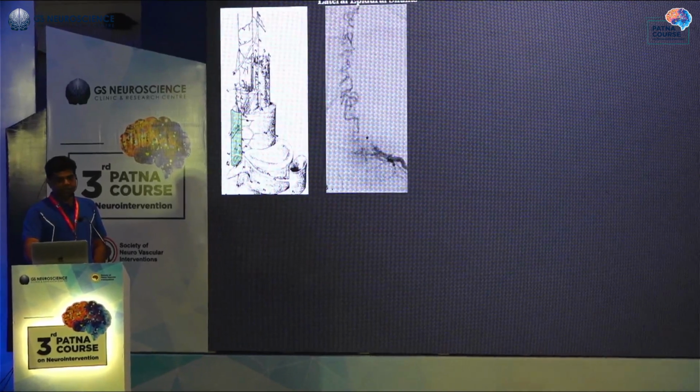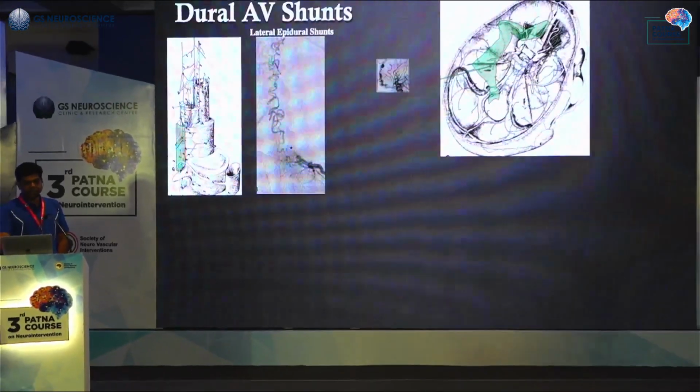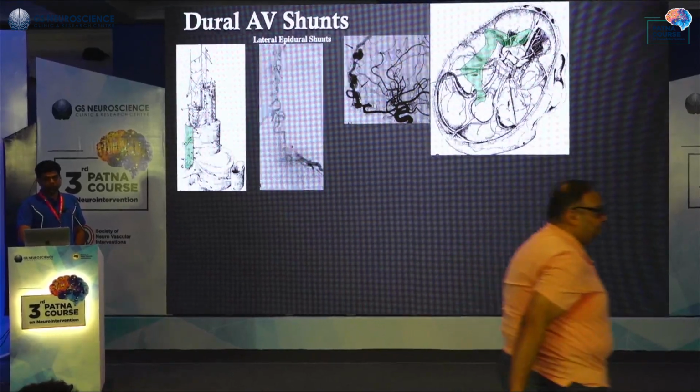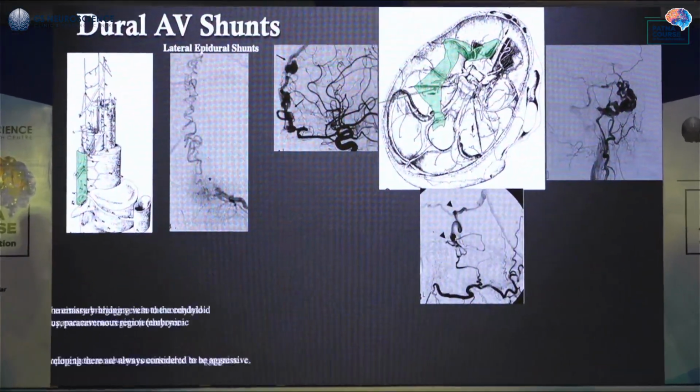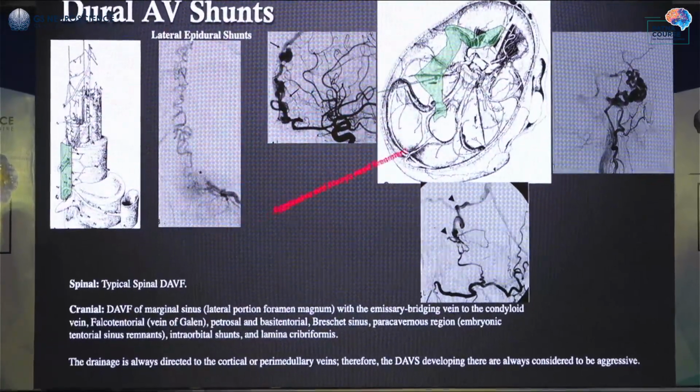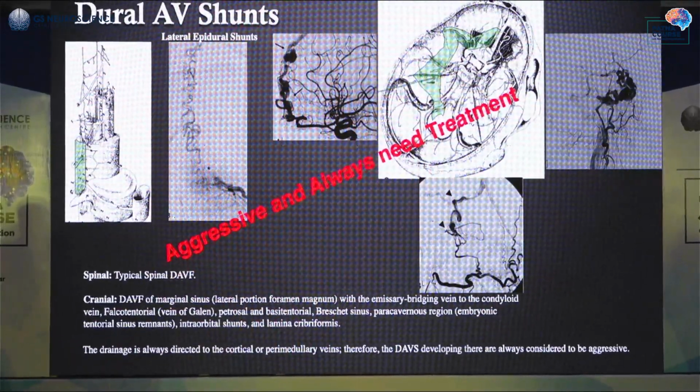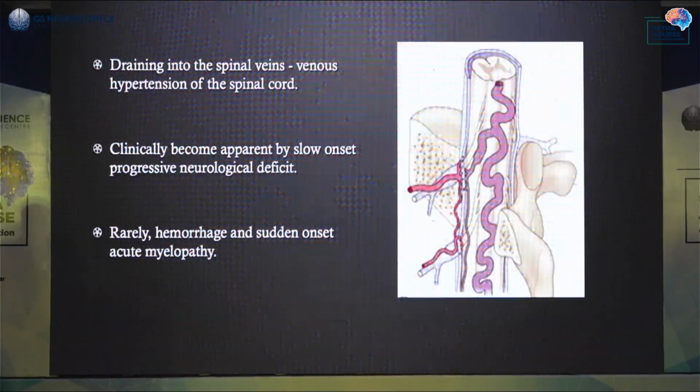See, this is an example of a spinal dural AV fistula. This is an example of an ethmoidal dural AV fistula. This is an example of a middle fossa fistula. They all come to clinical attention because they are aggressive and always need to be treated.